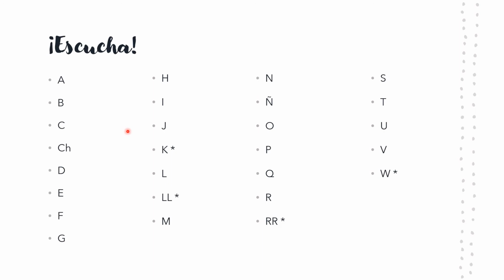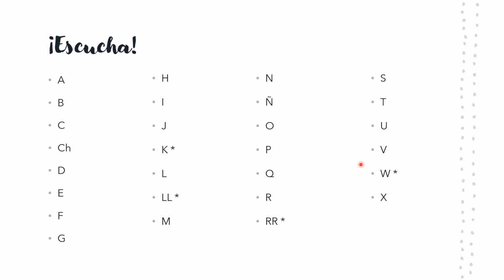Doble U or doble B, doble U or doble B. This is just like the K, la letra K, is not often used. It can be used in things like waffles, words that have been adopted, but it's not often. It is, however, in the official Spanish alphabet.